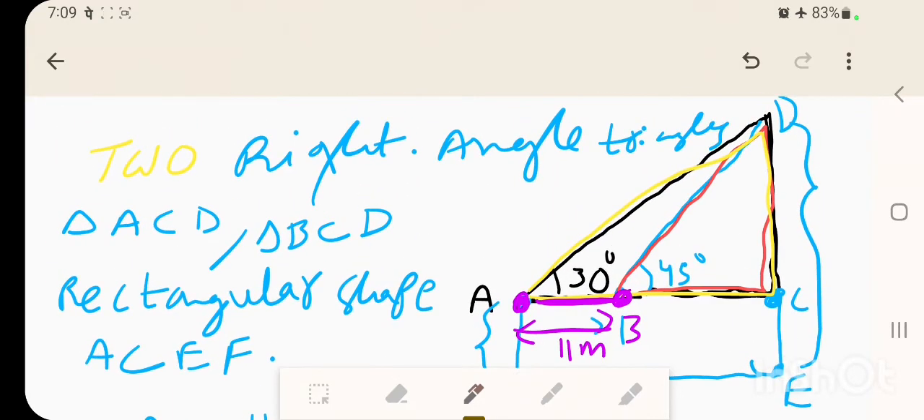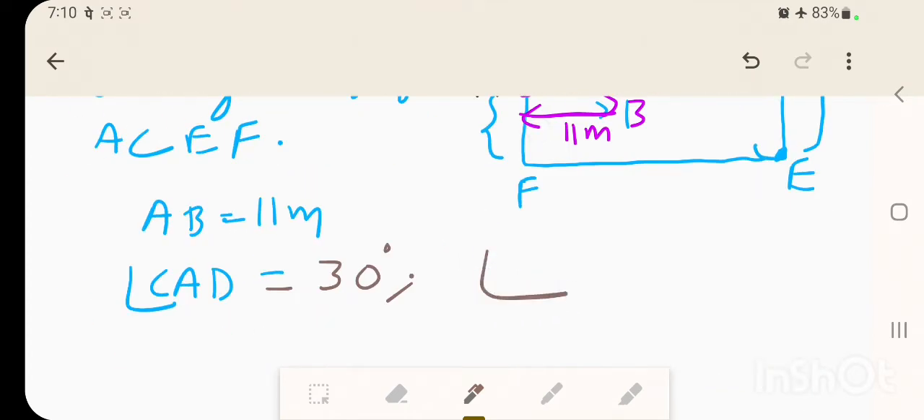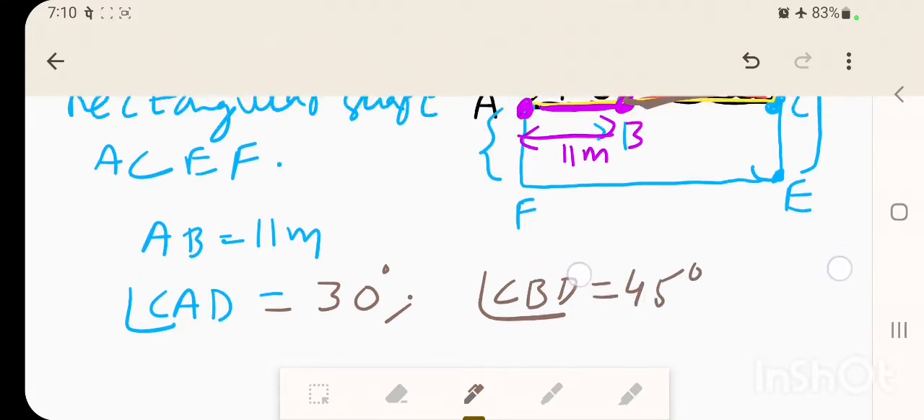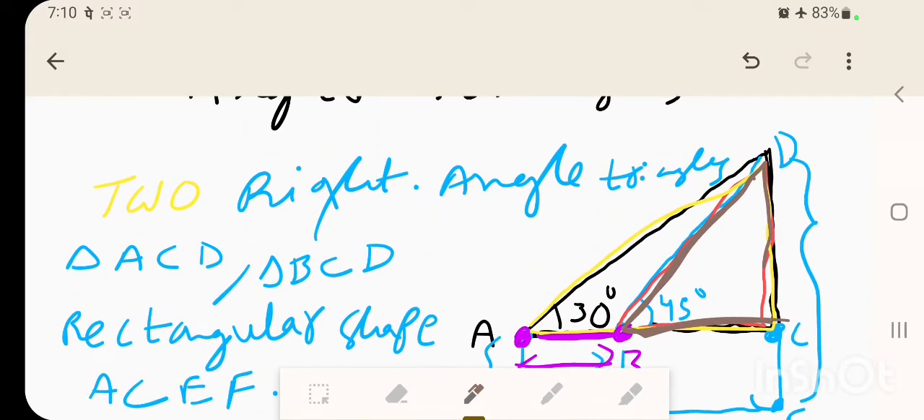Similarly, if you observe this, angle CBD is nothing but 45 degrees. Okay, so these two angles, and here we can consider height. This CD we can take as H.